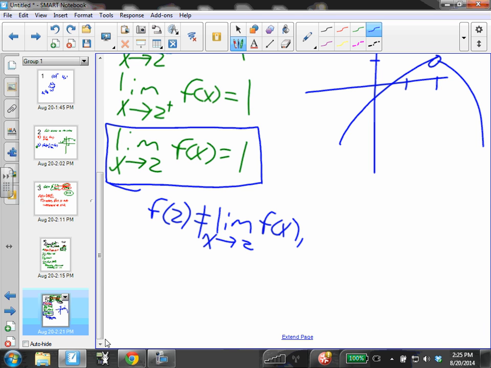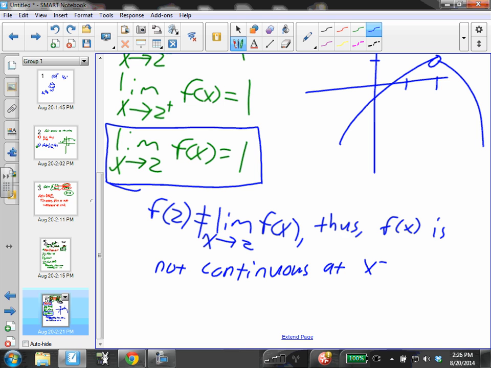And for that reason, thus here, thus the function, or let me not call it the function, it's easier just to write f of x, right? Thus, f of x is not continuous at the point x equals 2.